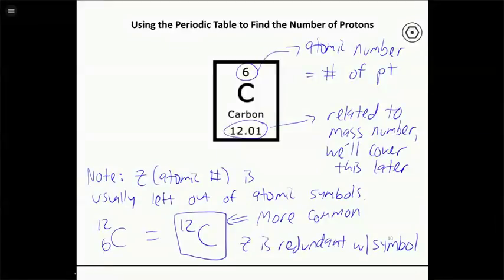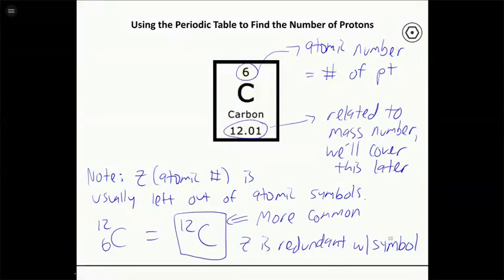Okay, so that's the story of how we use the periodic table to help us find the number of protons, and an alternative way of writing atomic symbols. Obviously, if there was a charge involved, you'd still put that on the top right, so you can still include charges, but this bottom left is usually left blank in most cases.